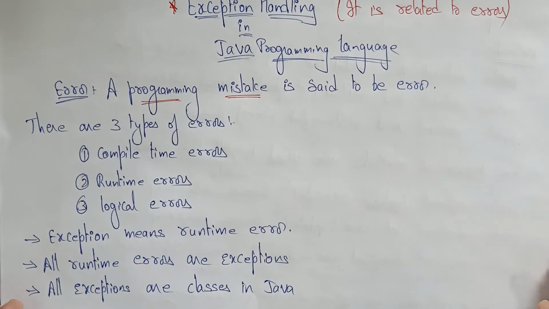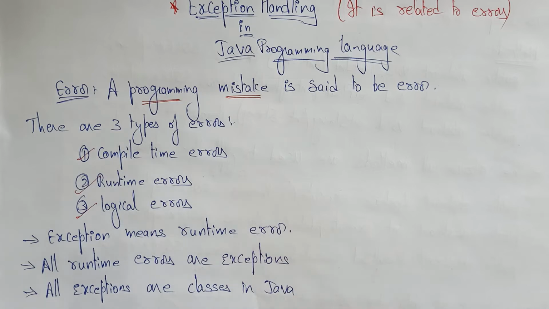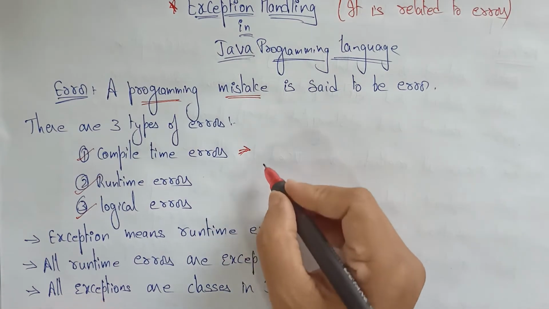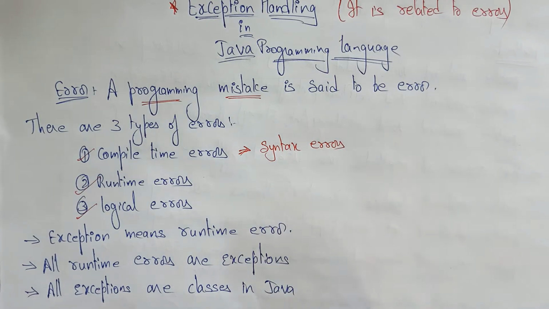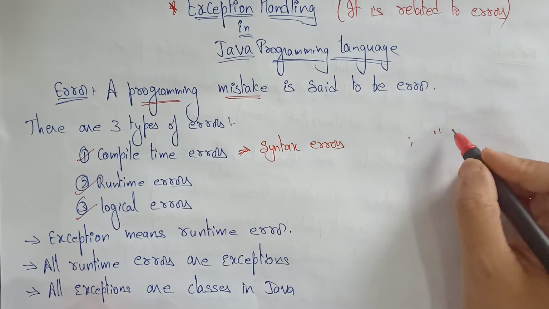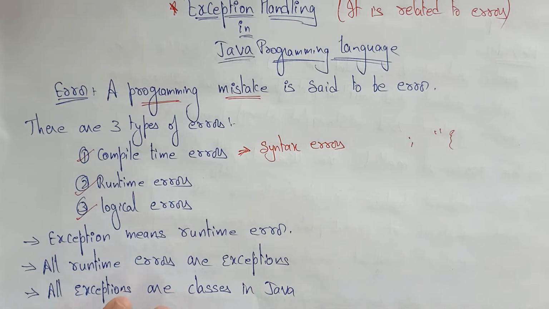Generally, there are three types of errors. One is the compile time error, the runtime error, and the logical error. While we are writing programs, we will come across these three terms. Compile time errors are nothing but syntax errors. Whenever there is a syntax mistake in the program, a compile time error will occur. Suppose you miss a semicolon or quotation, or you miss a closing brace. Like that, any syntax error means a compile time error will occur.